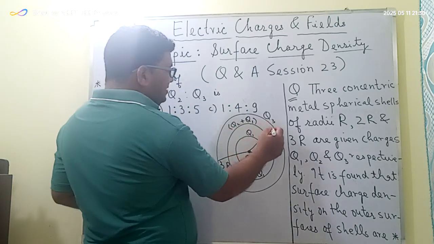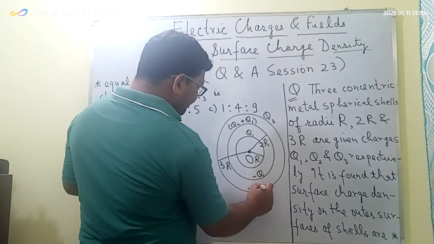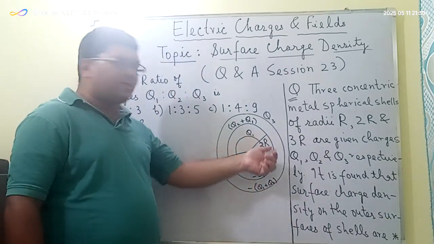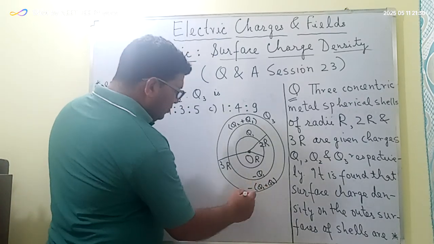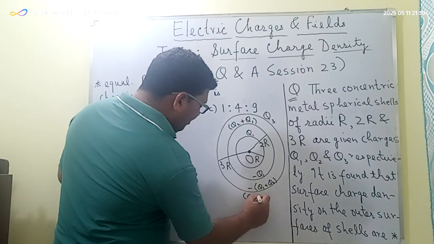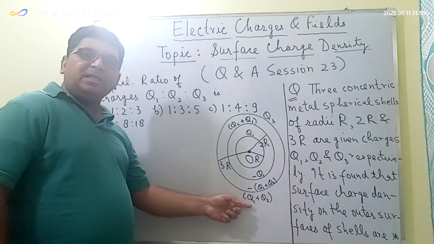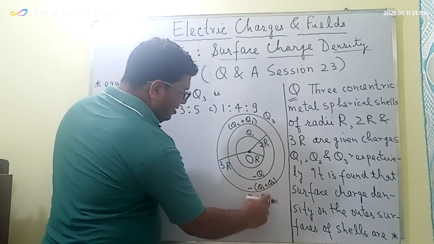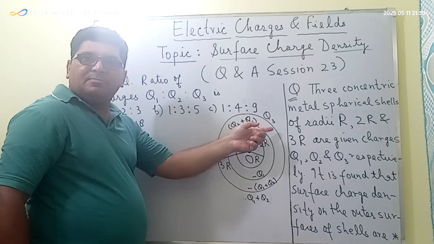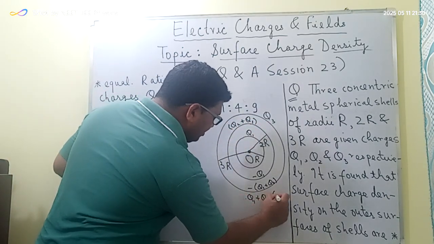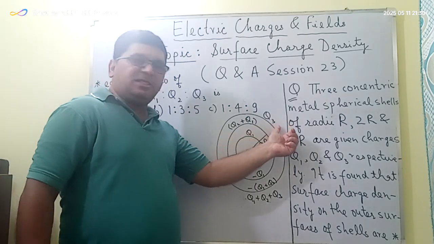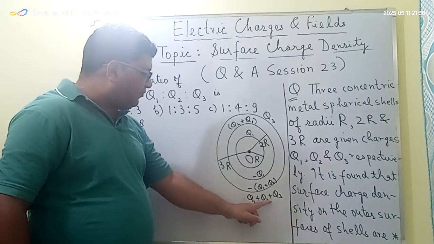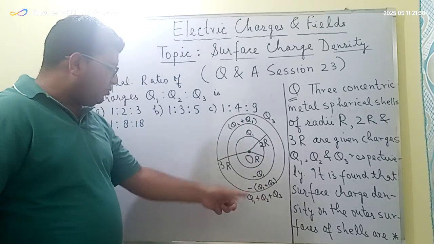Now this q1 plus q2 charge will induce minus (q1 plus q2) charge on the inner surface of the outer shell, and this minus (q1 plus q2) will induce q1 plus q2 charge on the outer surface of the outer shell. So the total charge on the outer surface of the outer shell will be equal to q1 plus q2 plus q3, because we have given a charge q3 to the outer shell.